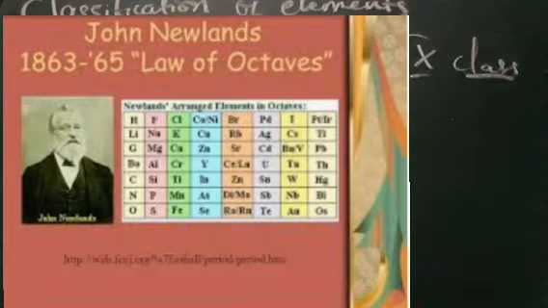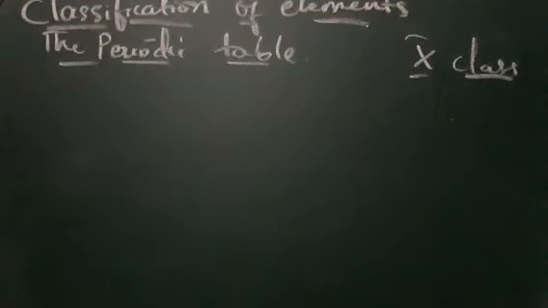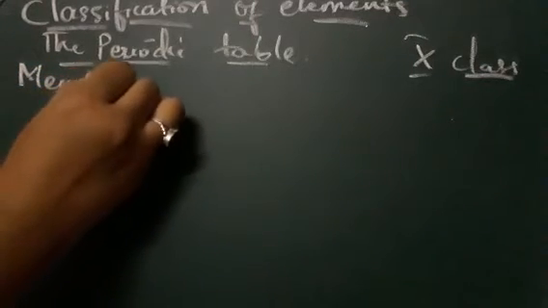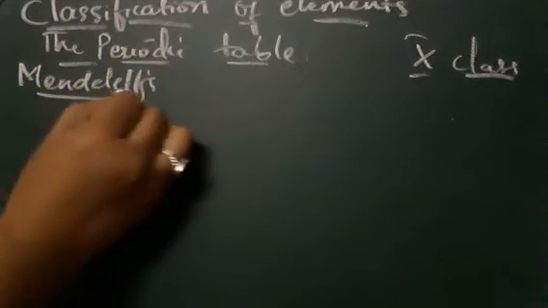In our previous class we learned about Dobereiner's triads, the law of triads, and Newlands' law of octaves. So in this class we'll learn about Mendeleev's periodic table.